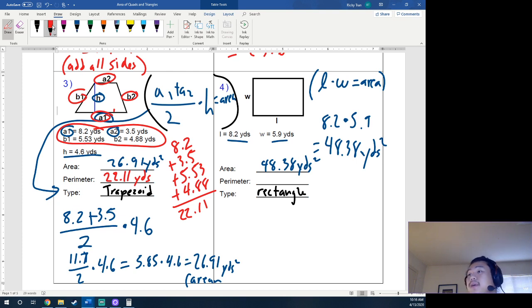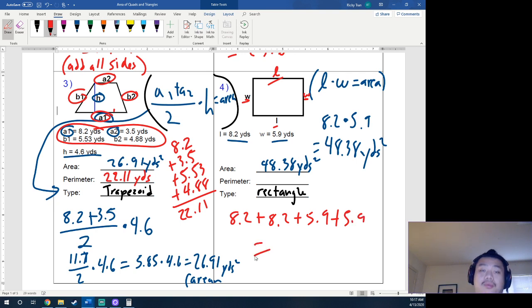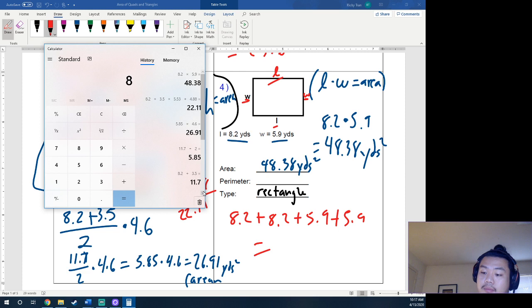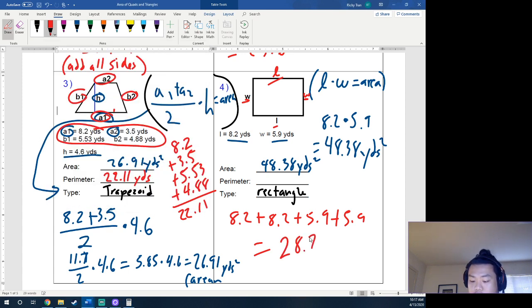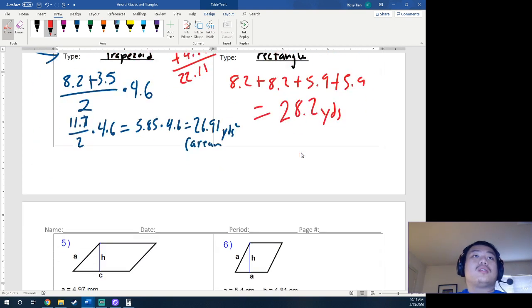Okay, and with perimeter, you're just adding all the sides. So this is W, this is L. You're going to add all these together, so it's going to be 8.2 plus 8.2, because there's two lengths, plus 5.9 plus 5.9, because there's two widths. We have 8.2 plus 8.2 plus 5.9 plus 5.9, 28.2 yards. Okay, awesome. So let's keep going.